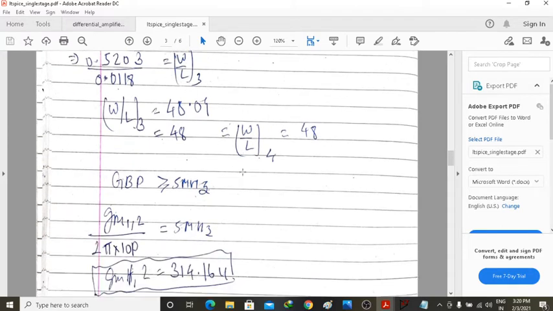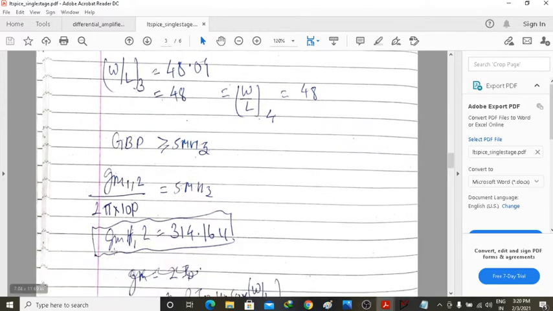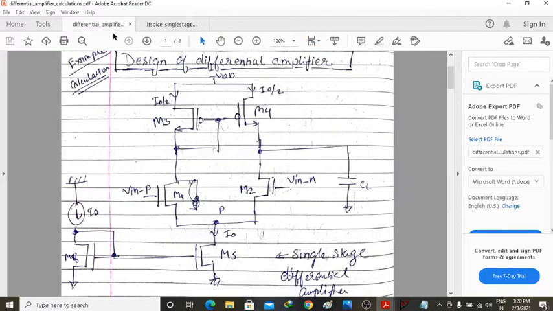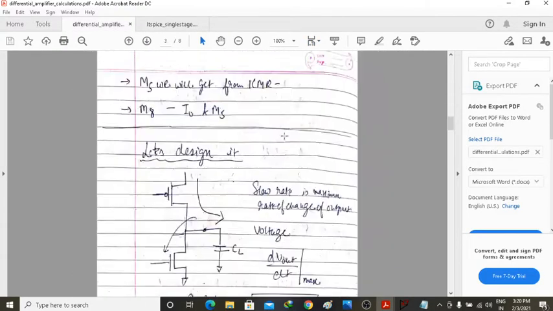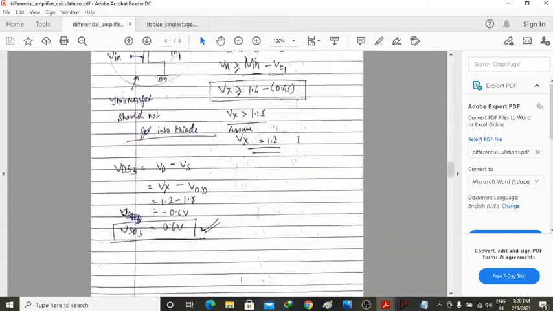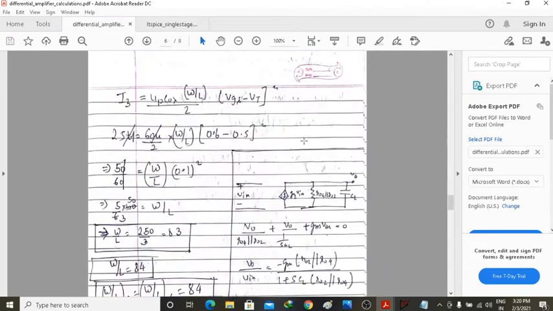Next, for determining the aspect ratio of M1 and M2, we need the gain bandwidth product. It is clearly given that the gain bandwidth product is greater than 5 megahertz, right? So the transconductance of the 1 and 2 transistors comes out to be 314.16 micro. How this is coming, let me show you.